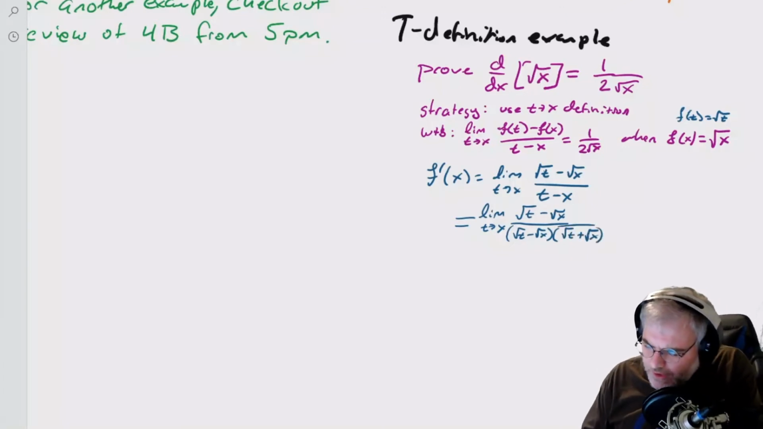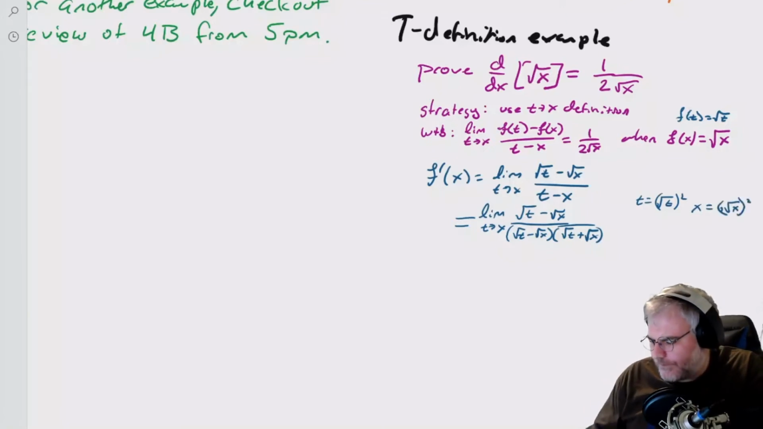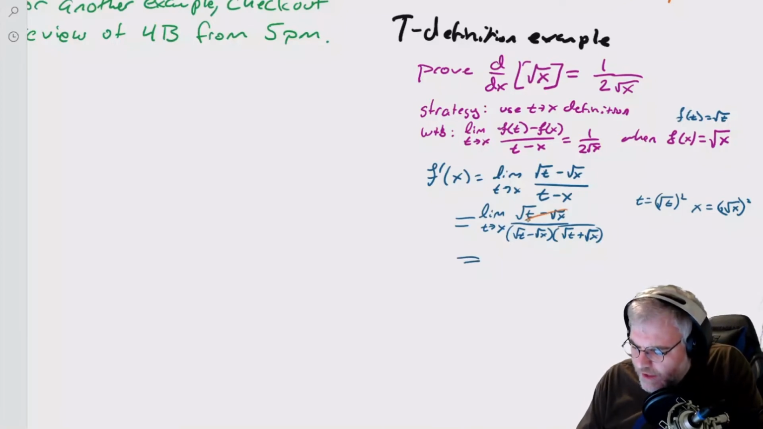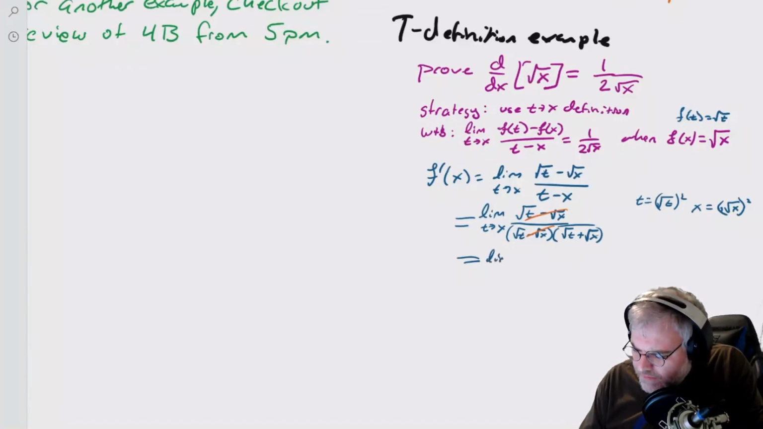So what I've just done is a difference of squares on this. I've said that t equals the square root of t squared and x equals the square root of x squared. This is the difference of squares, but it's a little more abstract because I don't have a square up here. I've got just t, but it's really the square root times the square root. And then these two things cancel, and I wind up with the limit as t goes to x of 1 over root t plus root x.